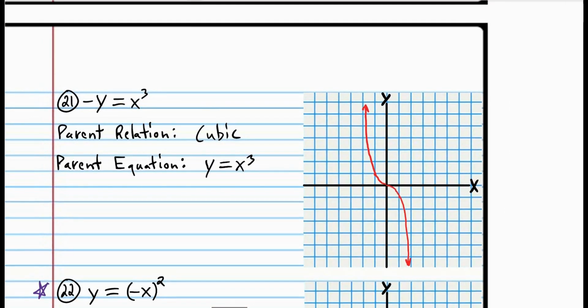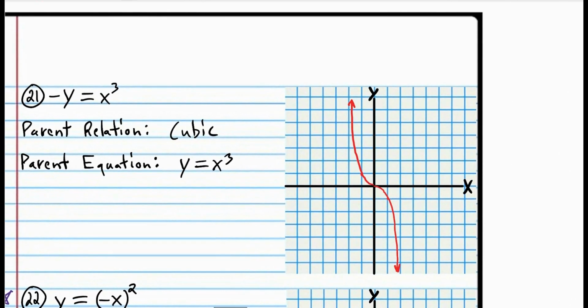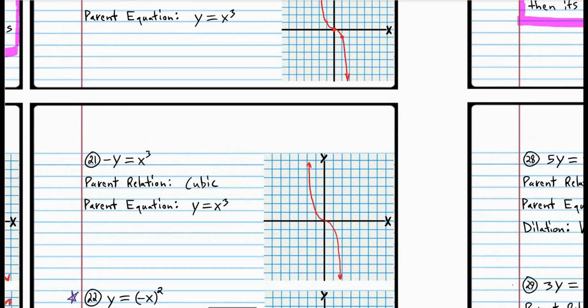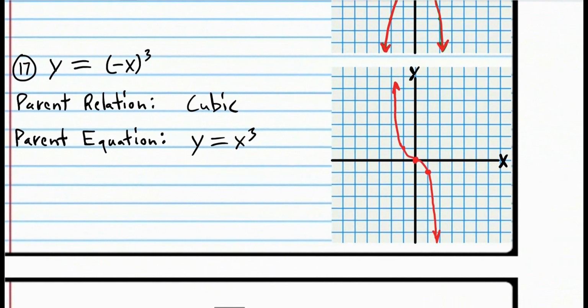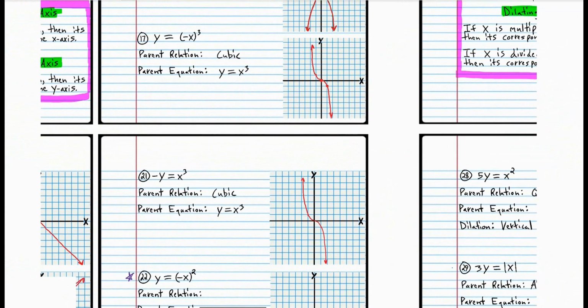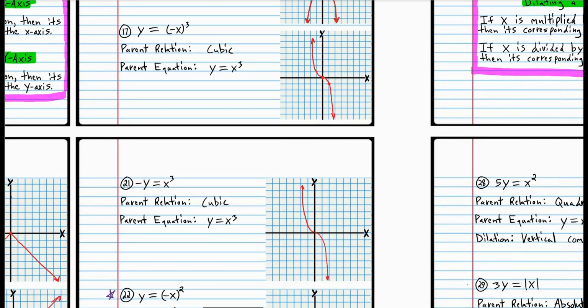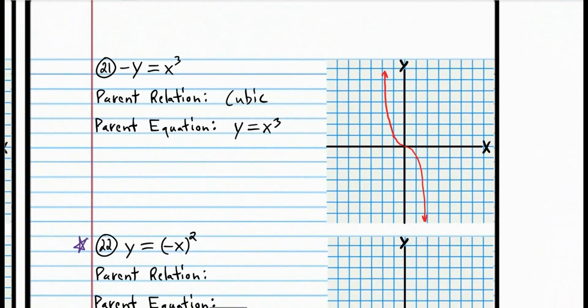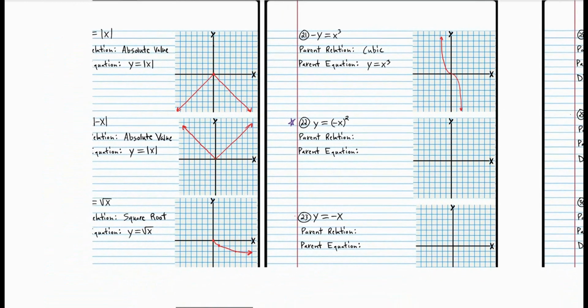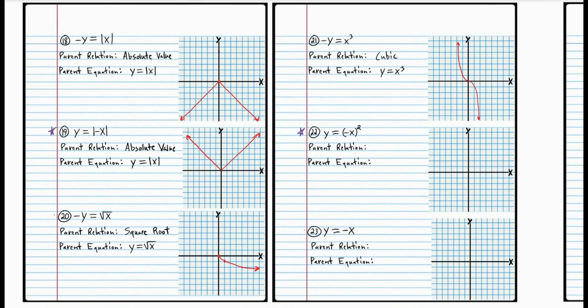And I want you to notice that when you reflect the cubic relation about the x-axis, or across the x-axis, you get the same graph as when you reflect across the y-axis. So sometimes that happens. You get the exact same graph. So if you got that answer, good job. Go ahead and try number 22. What you'll notice is when you reflect this relation across the y-axis, you're going to get the exact same graph. So go ahead and try number 22. When you come back, we'll do it together.